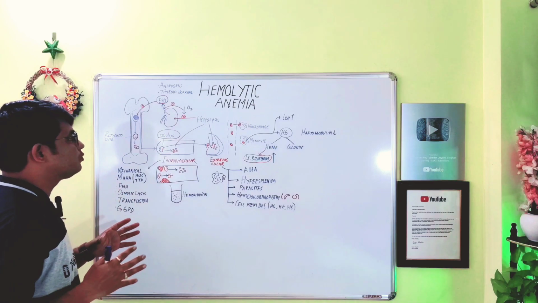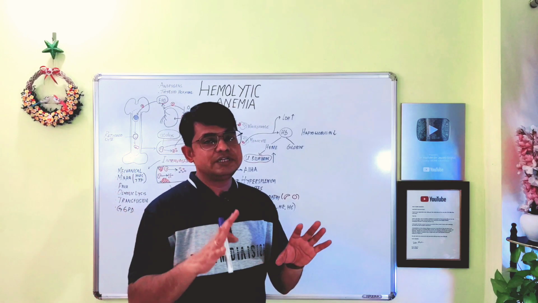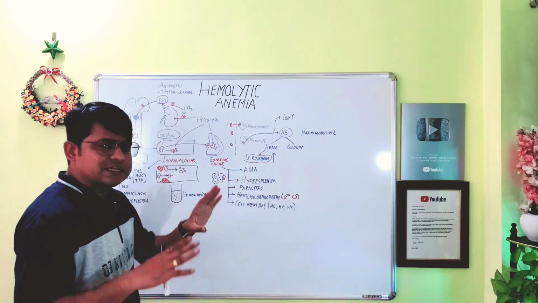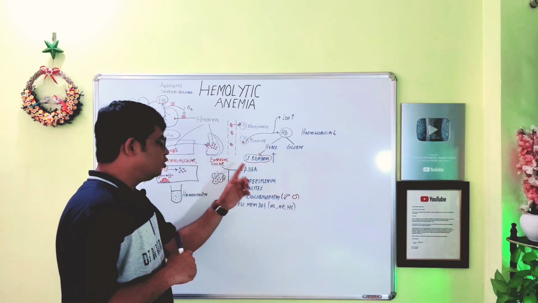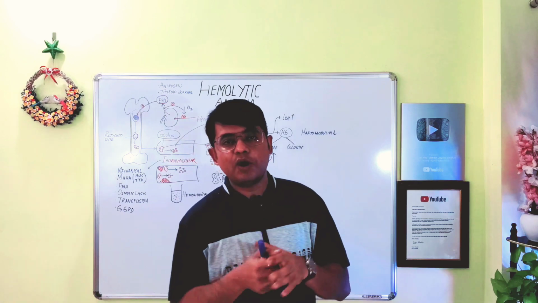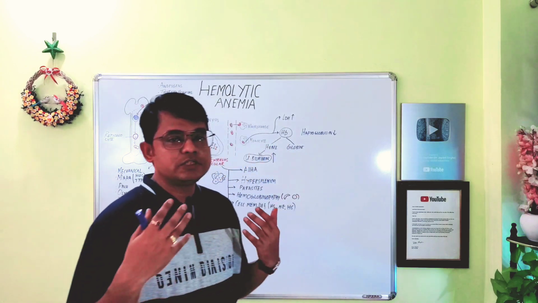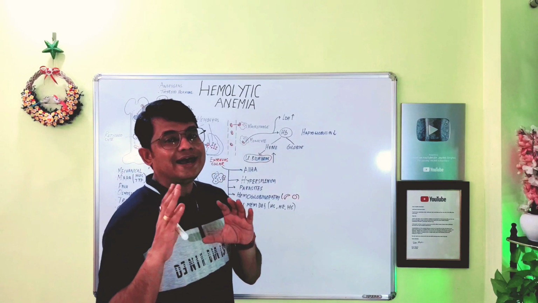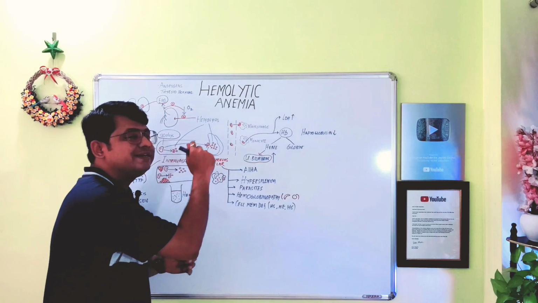Now what are the causes of hemolytic anemia? First I'll be talking about the causes involved in extravascular hemolysis. The first cause is autoimmune hemolytic anemia. Now what is autoimmune hemolytic anemia? In autoimmune hemolytic anemia, there is formation of some antibodies, and here if the antibody is of IgG type, that IgG type of antibody usually coats the RBC.